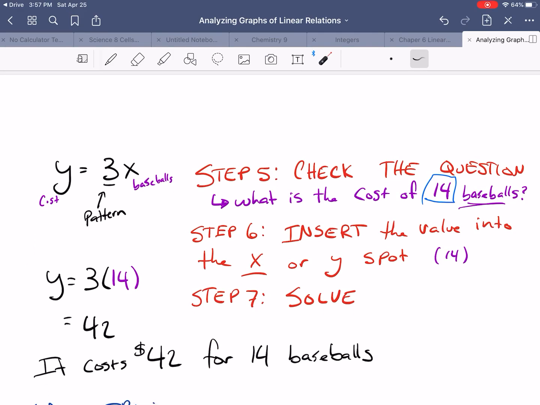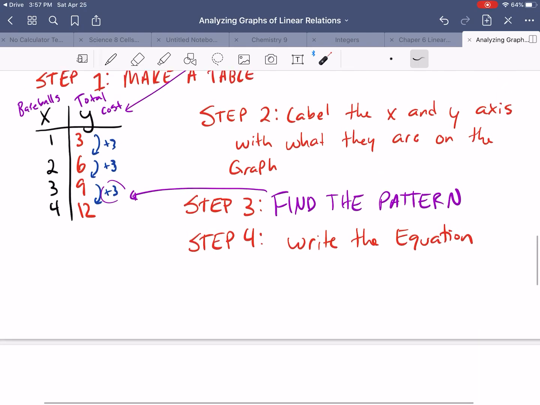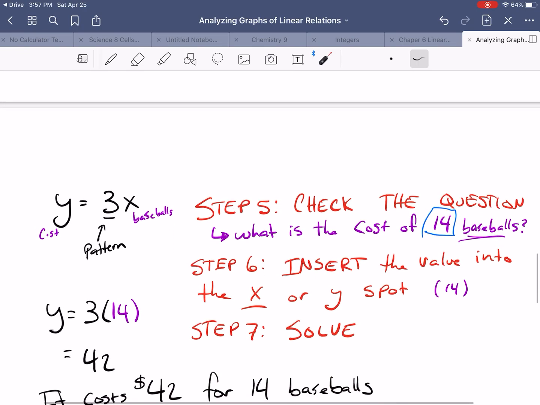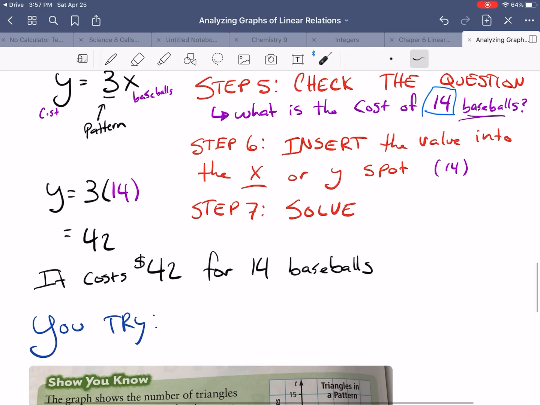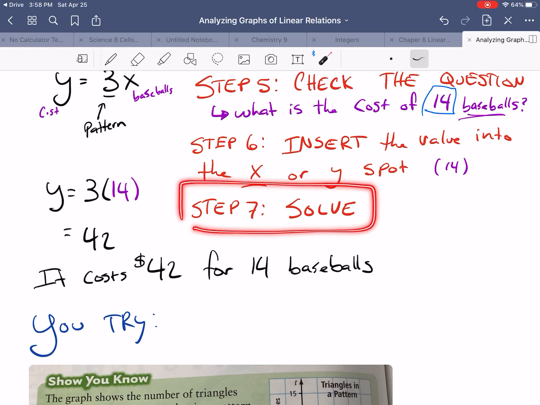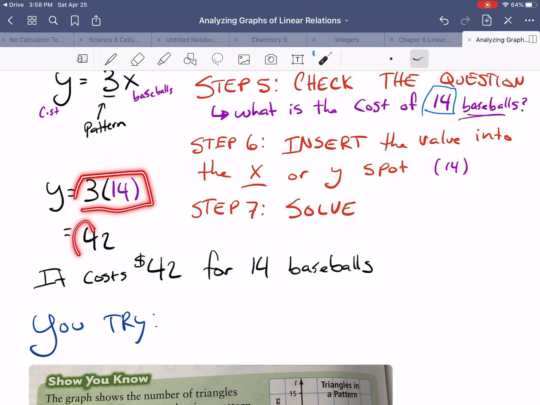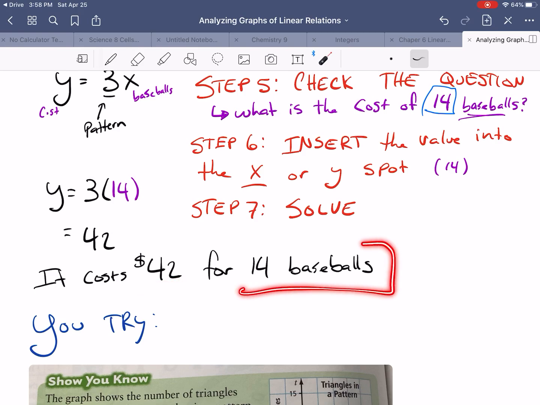So step 6 is to insert the value into the x, or the y spot. In this case, we had the x value because we were talking about baseballs. So I'm going to stick the number 14 where the x is. And so that's what you write right here. Y equals 3 times 14. Step 7 is solve your equation. So all I have to do is go 3 times 14, I get 42, and guess what, guys? It's $42 for 14 baseballs.